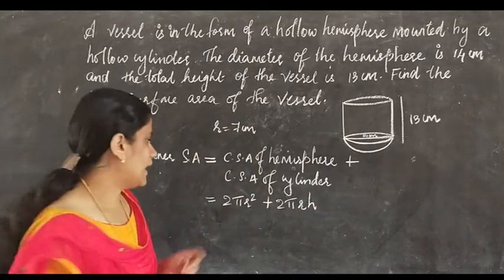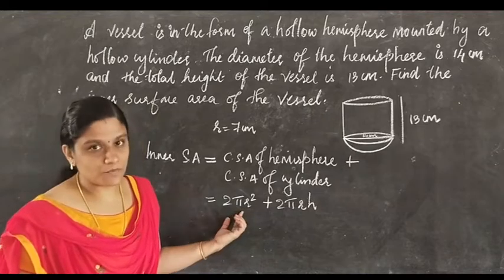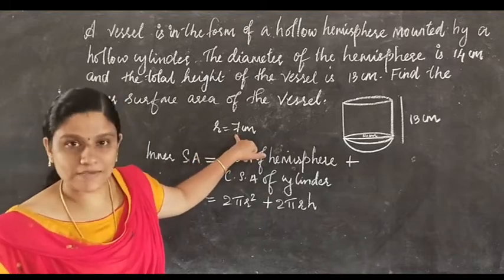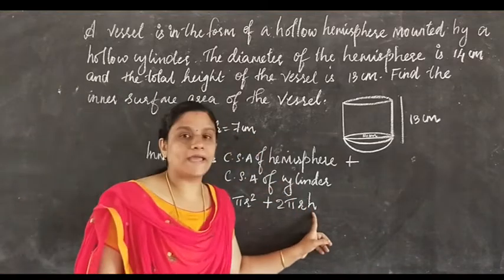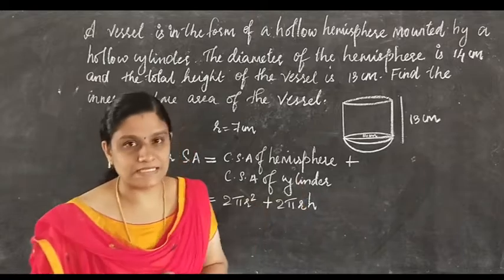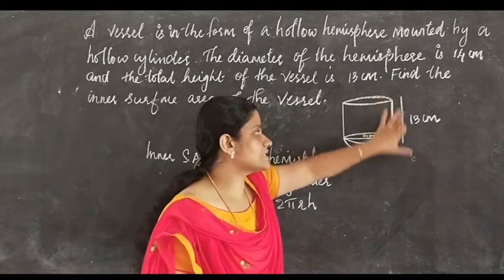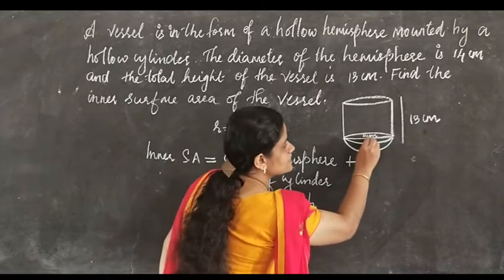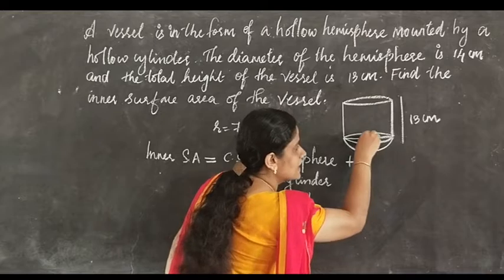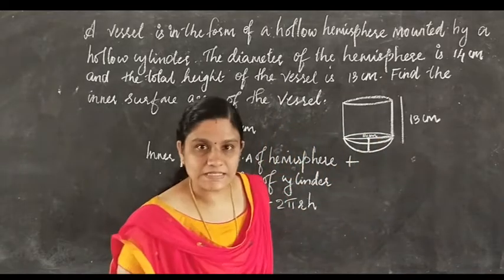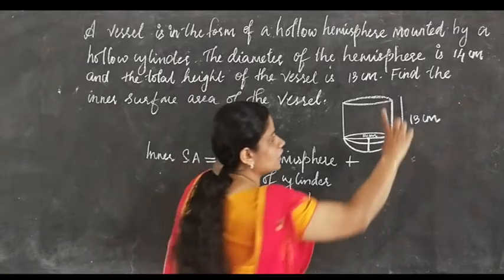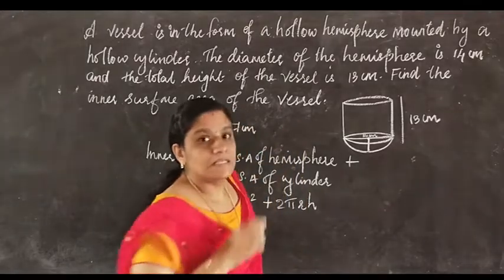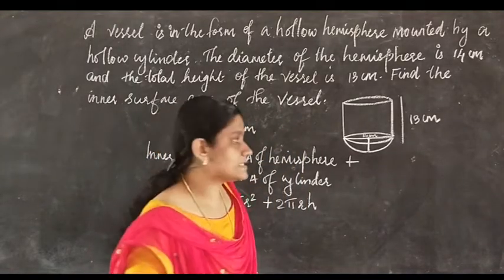Now here we know the pi value will be 22 by 7, and both the radii are the same here. So we can take radius is equal to 7 centimeter. Here again we have to get the height. Height of what? Height of the cylinder. Here the height of this entire vessel is 13 centimeter. You just see the radius of this hemisphere is 7 centimeter, which means the height of this hemisphere will be 7 centimeter. The total height is 13. The radius of the hemisphere is 7 centimeters.